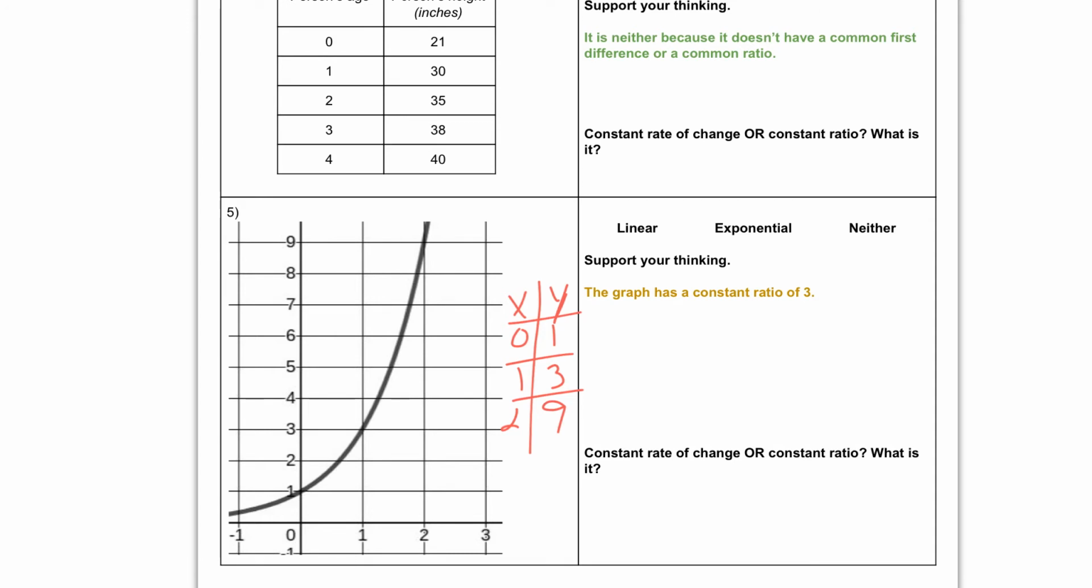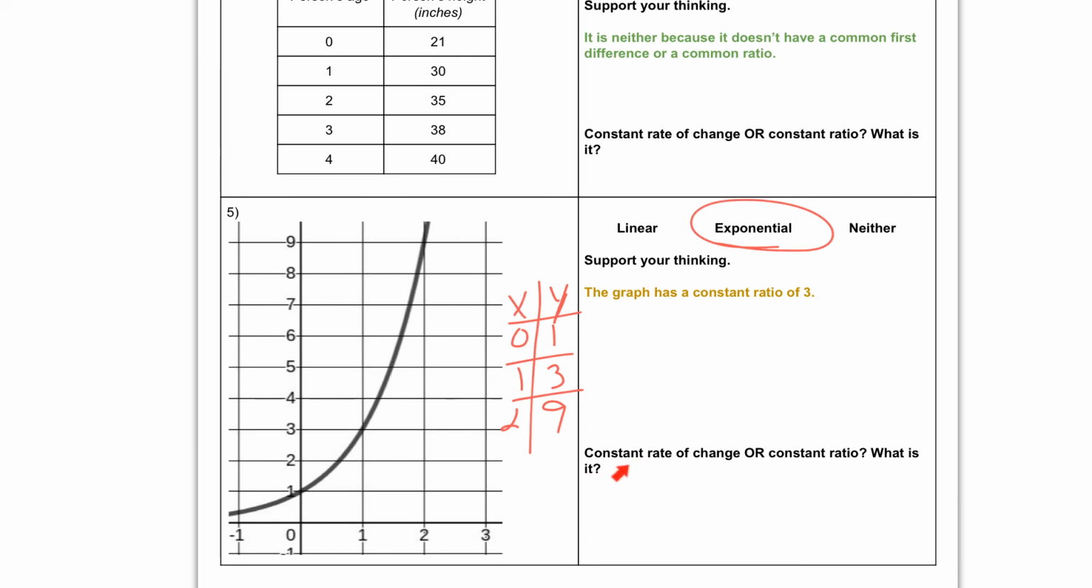And now I can go and see, do I have that constant ratio that I'm looking for? And yes, to get from 1 to 3, I multiply by 3. 3 to 9, I also multiply by 3. So I can conclude that this is an exponential function. And I know that because the graph does have a constant ratio of 3. I am multiplying by the same amount each time.